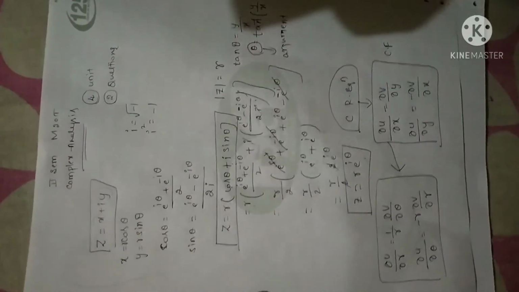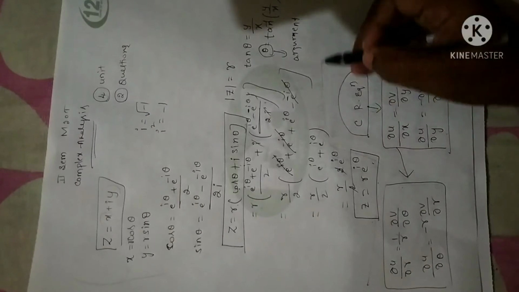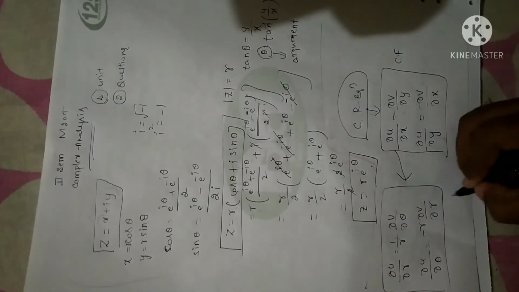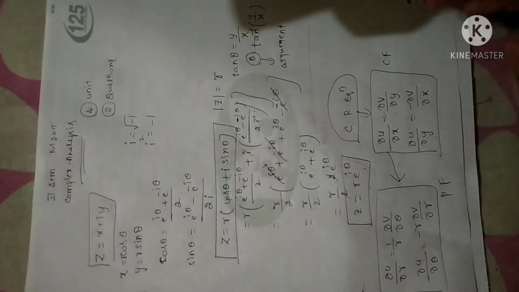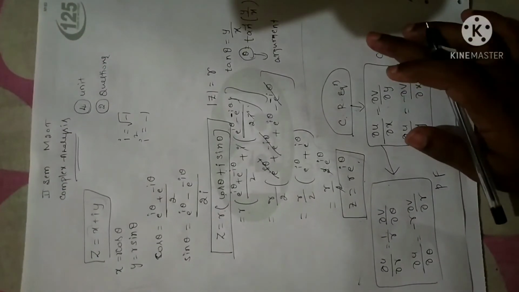Hope so in your 6th semester complex analysis is there. So up to here whatever I have explained is at PU level. So the Cauchy-Riemann equation in complex form and in polar form, you have to remember all these equations, then only you will understand the next concept. Fine. So this is what the Cauchy-Riemann equation is.